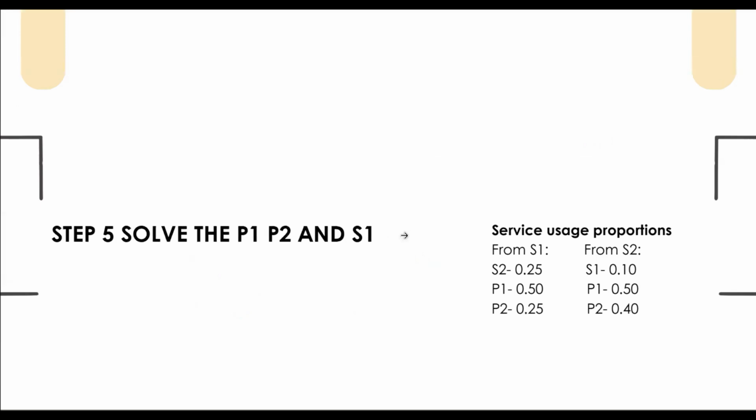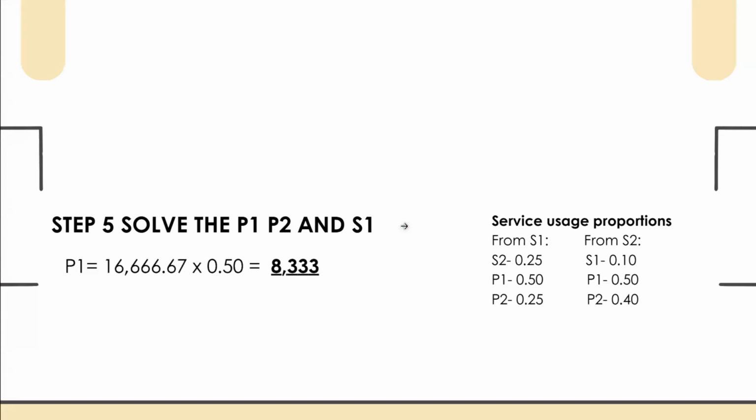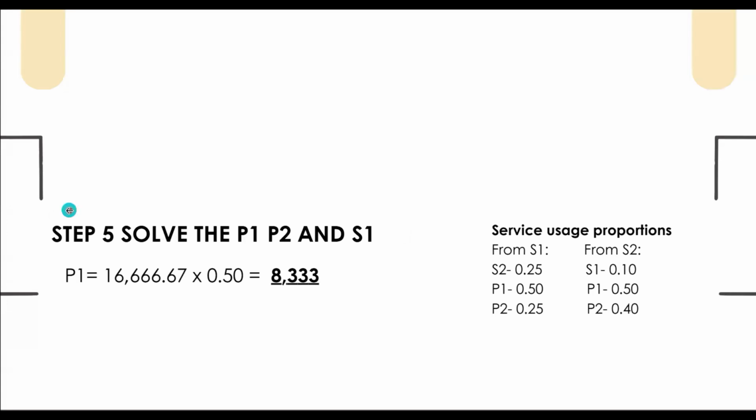Next, let's solve the P1, P2, and S1. This is under S2. So the final answer of S2, which is 16,666.67, we times it by the service usage proportion, which is 0.5. So 16,666.67 times 0.5 is equal to 8,333.